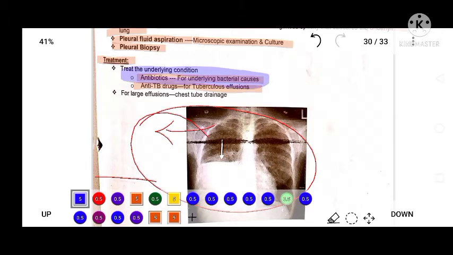Simply, for the treatment of pleural effusion, for bacterial cause antibiotics, and for TB anti-tubercular drugs should be given, and if there is large effusion then drainage should be done.